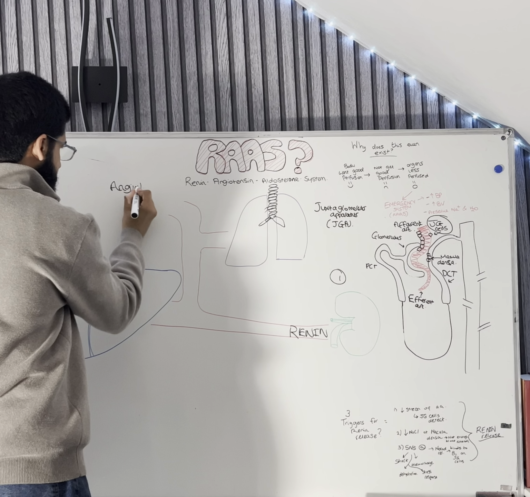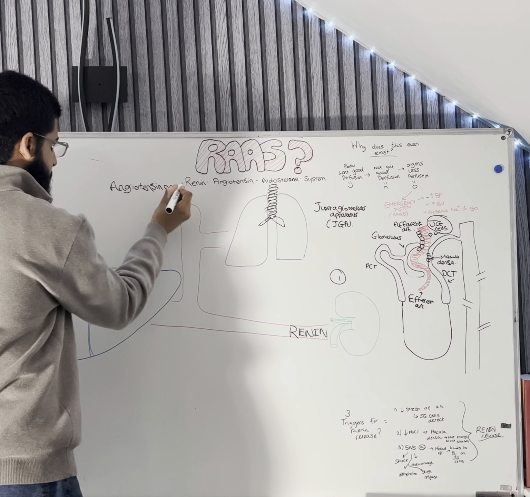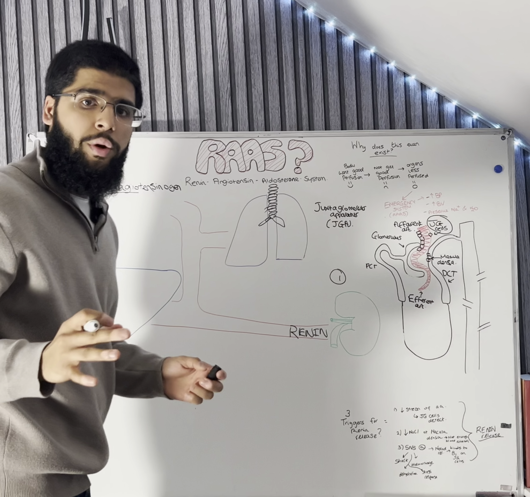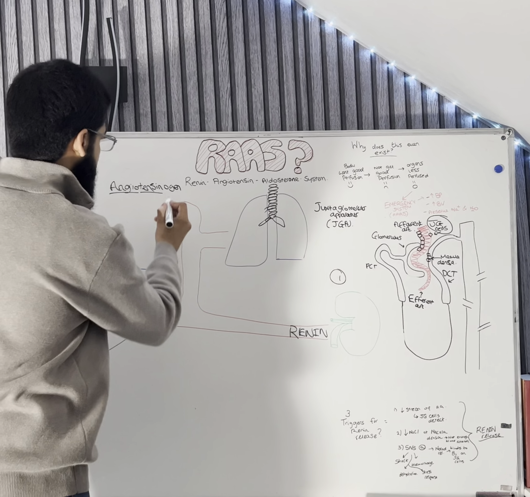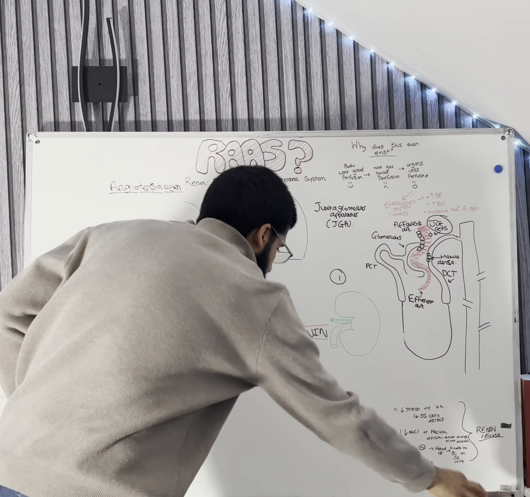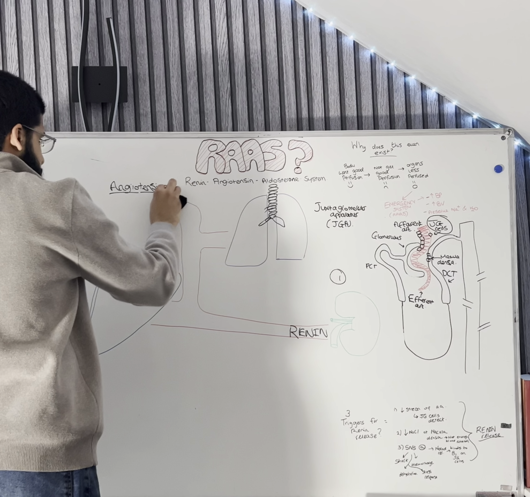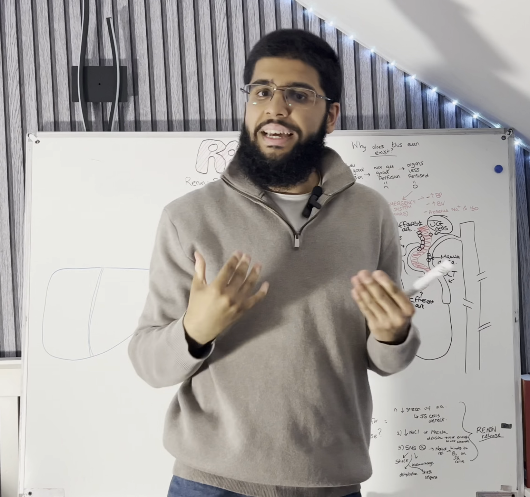So angiotensinogen, you can break this down into three parts. Angio, we're talking about blood vessels. Tensin, we're talking about blood pressure. OGEN, we're essentially just saying this is inactive. It's always very useful at times to break down the word just so you can understand it a bit more. So this is not our final product. It's just the inactive version.